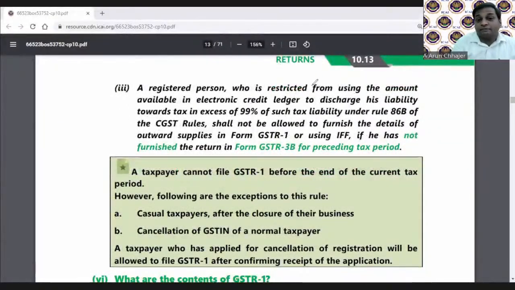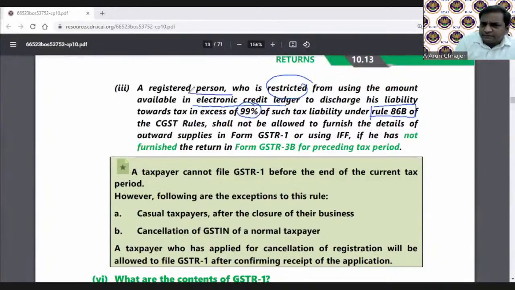Third, a registered person who is restricted from using the amount available in the electronic credit ledger to discharge the liability in excess of the 99%. I hope you all know that there is Rule 86B. If applicable, then a maximum of 99% ITC can be used for discharging the tax liability. 1% has to be paid through the electronic cash ledger.